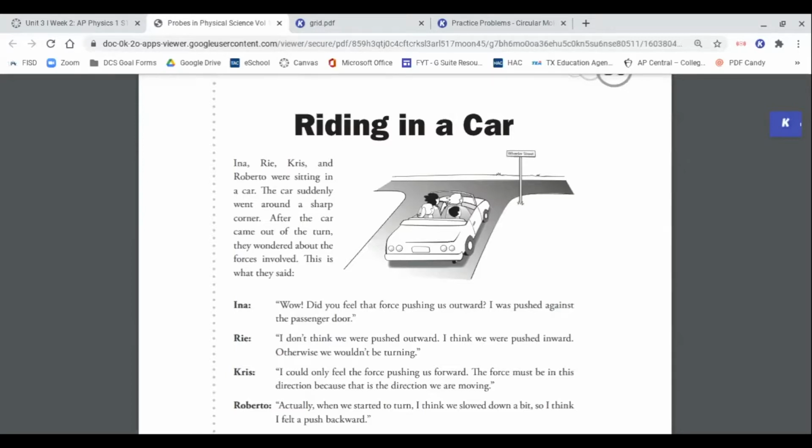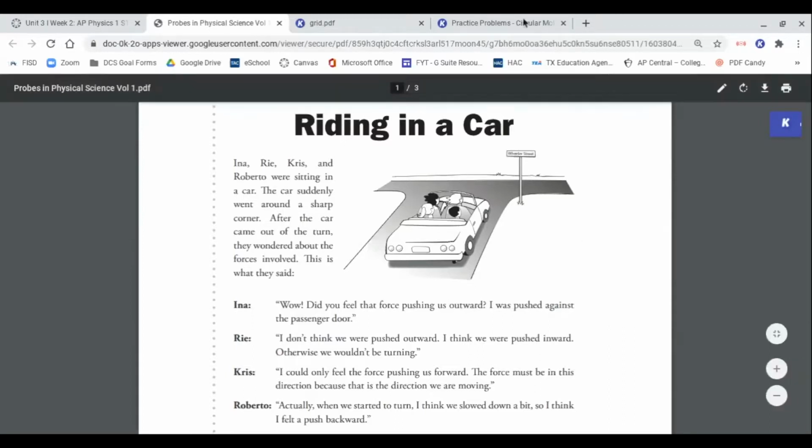In this case, they're turning to the right, and she's saying a force to the left. "I was pushed against the passenger door." Ree said, "I don't think we were pushed outward. I think we were pushed inward," let's say to the right, because the curve is to the right. "Otherwise, we wouldn't be turning." Chris said, "I could only feel the force pushing us forward. The force must be in this direction because that is the direction we're moving." Roberto said, "Actually, when we started to turn, I think we slowed down a bit. So I think I felt the push backward."